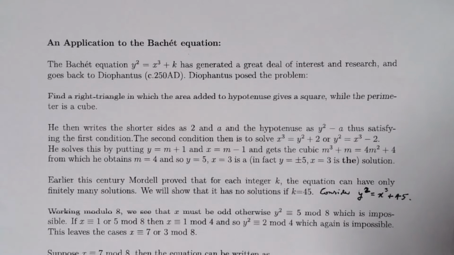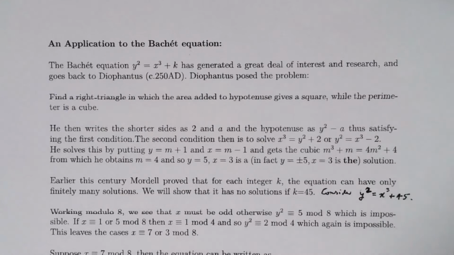This equation in particular generated a great deal of interest and research. It goes all the way back to Diophantus in 250 AD. Diophantus posed the following problem. He said, find a right-angled triangle in which the area added to the hypotenuse gives a square, while the perimeter is a cube. This was typical of the sort of questions Diophantus posed. It comes apropos of nothing, it's just an interesting question to ask and turns out to have an interesting solution.